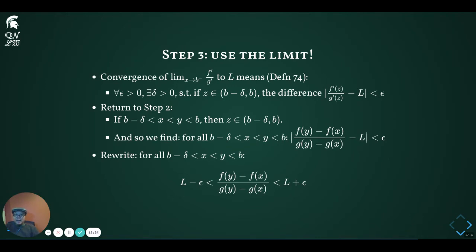Finally, we can expand the absolute value in the inequality and write it as: the ratio of the total change of f divided by the total change of g is between L minus epsilon and L plus epsilon. This is under the assumption that x and y are both between b minus delta and b.